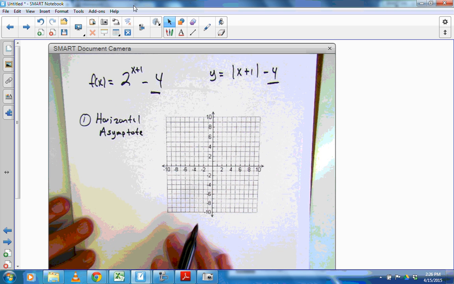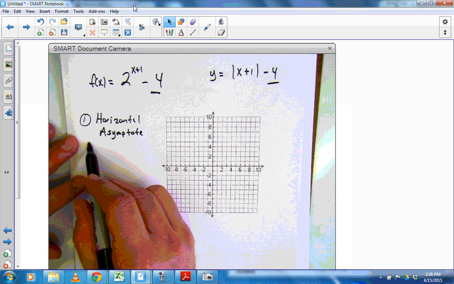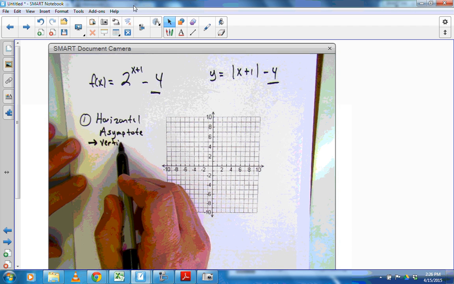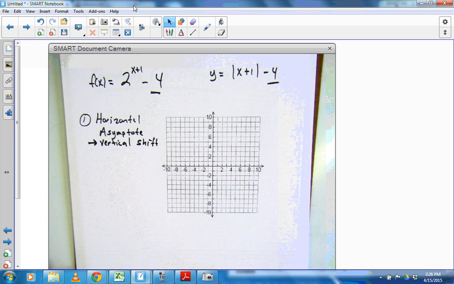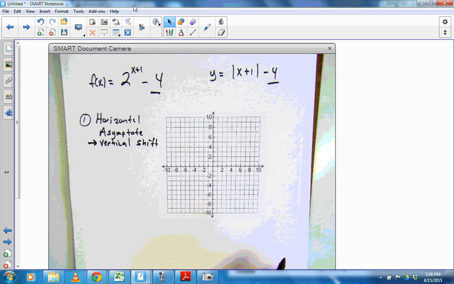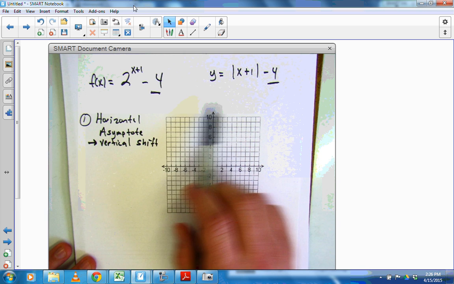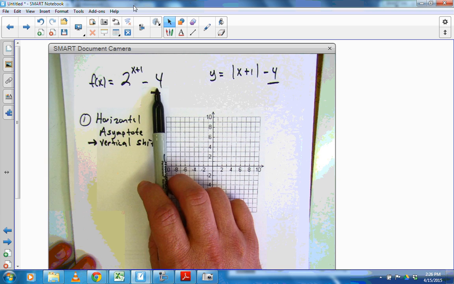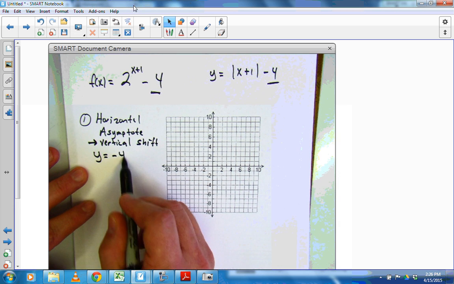All right, here's the way you do it. The horizontal asymptote, listen, this is what it is, the vertical shift. Okay, so whatever the vertical shift is will tell you your horizontal asymptote. And now, when you say the horizontal asymptote, you don't just say a number. You have to say y equals that number. So what is my vertical shift right here? This would shift it how? Down 4. So that means the horizontal asymptote will be y equals -4.